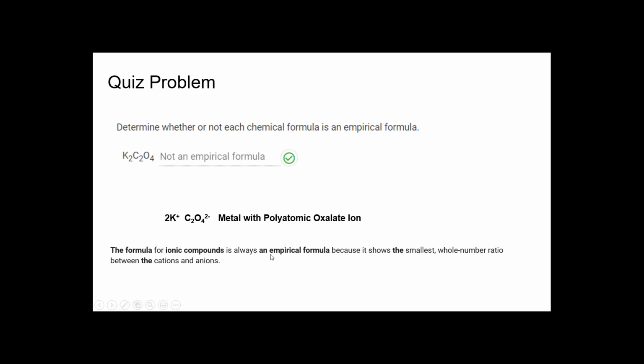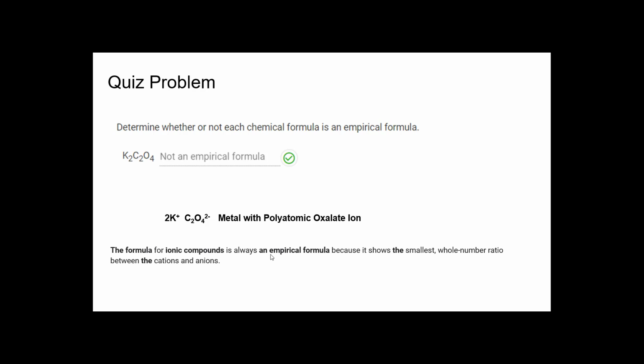There is a problem on the quiz that I don't agree with, so I'm giving you the answer if you happen to get this problem. Now keep in mind, this is not the entire problem. This is one. So on this problem, you're given a list of compounds, and you have to determine if they are empirical formula or not empirical formula. I got everything right, but this one. They marked this one wrong, and I disagree with it. So I'm giving you the answer.